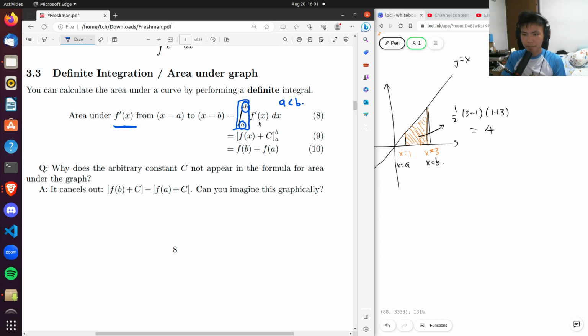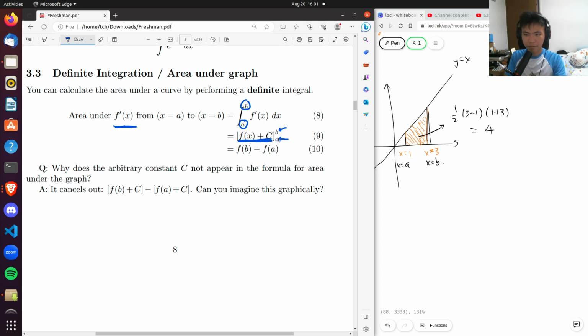So the integral of this with respect to dx, after you get that, you get f of x plus c, where c is an arbitrary constant. And then when we perform the definite integral, instead of just leaving the answer at f of x plus c, we substitute the two endpoints into this function, with x equals a and x equals b.